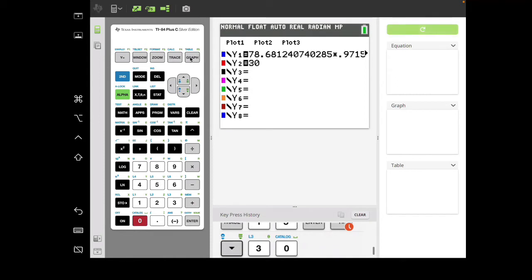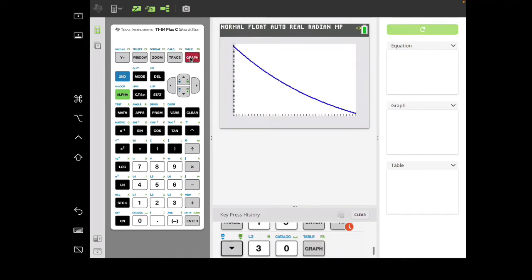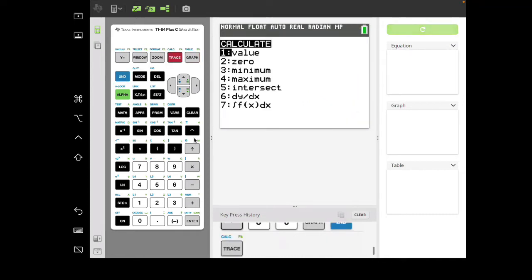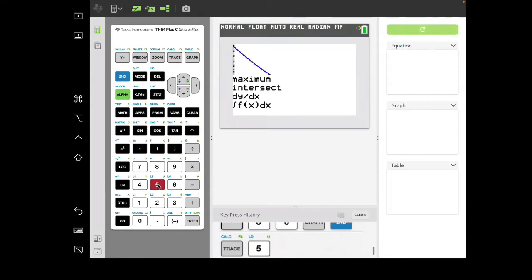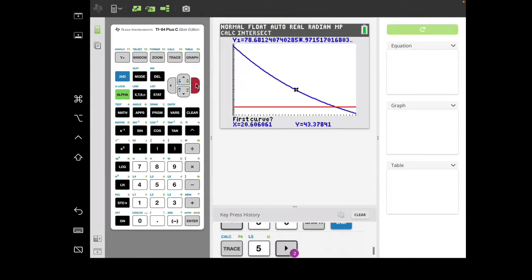So what you're going to do is graph this, and what should happen is you should see a line being created along that. So you want to know where they intersect. You want to look for the intersection between them, and that will tell you when the graph reaches a height of 30, in this case, degrees Celsius. So whenever we have two equations, y1, y2, we go second trace, number 5, which is intersect. We're going to move our cursor as close as possible to the intersection as we can get. As close as you can, press enter 3 times.